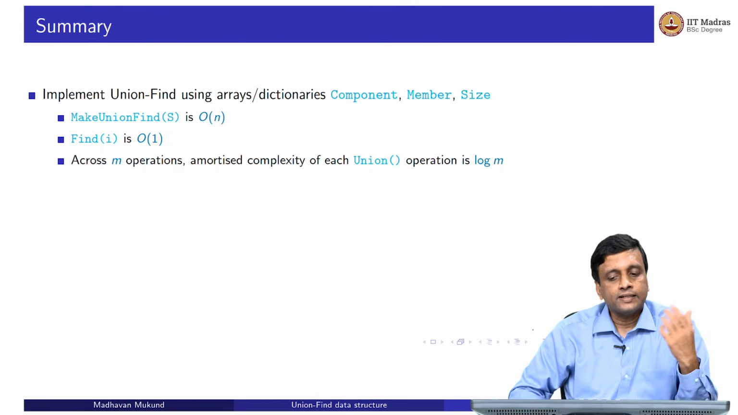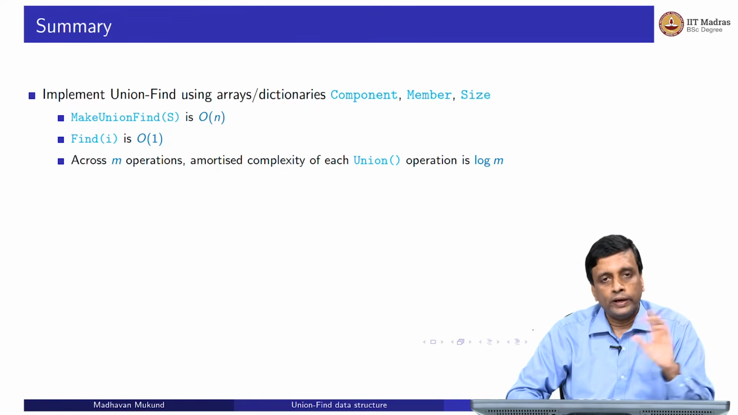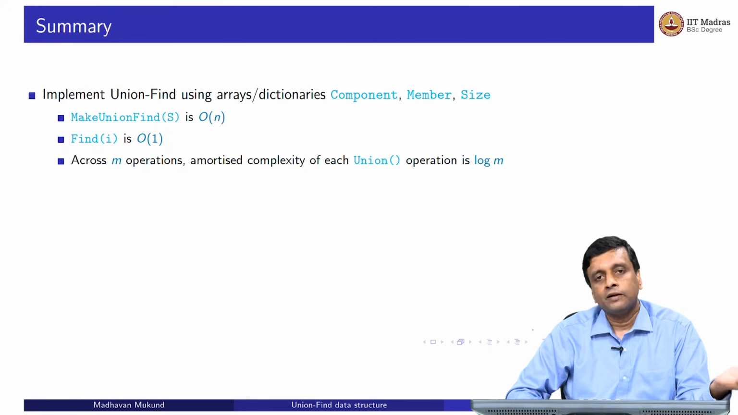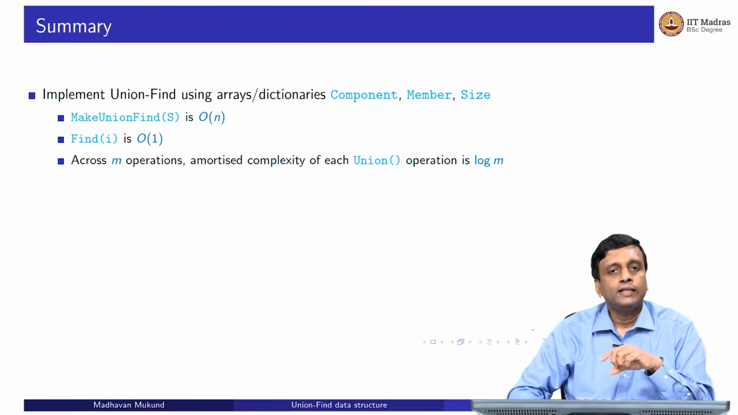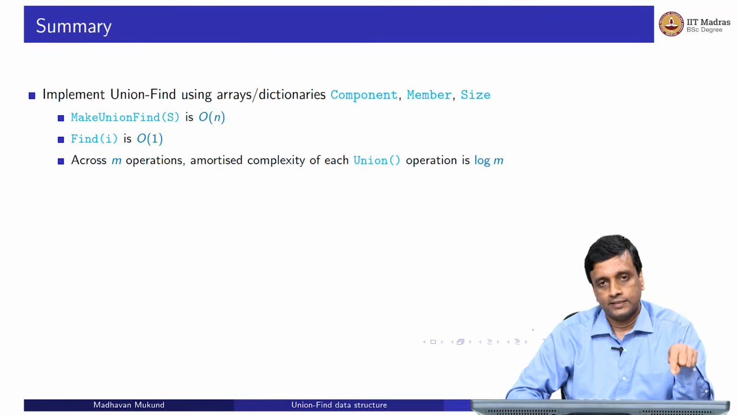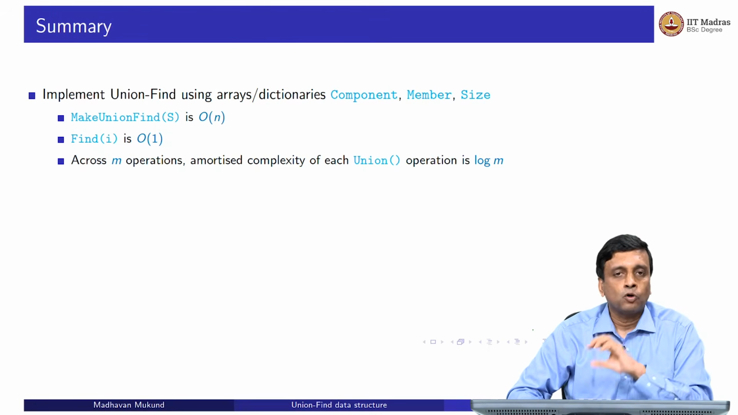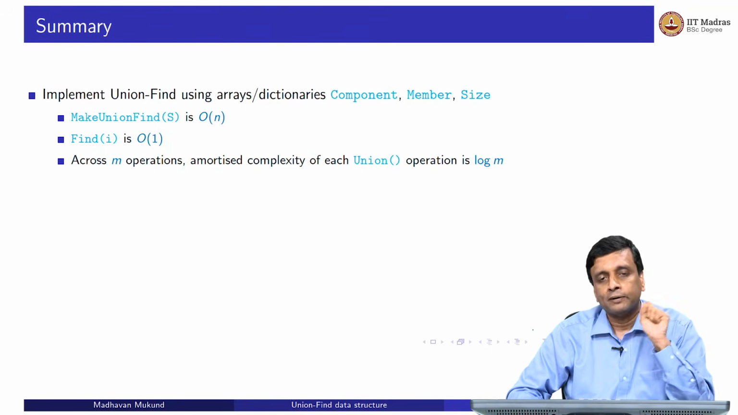So what we have seen is that if we use this two-way mapping, the component is the obvious thing, it tells us, given an element, which component it belongs to. But if we keep the reverse mapping, given a component, which are the elements which belong to it, then we can relabel these components efficiently by also keeping track of the size. Always merge a smaller component into a bigger component.